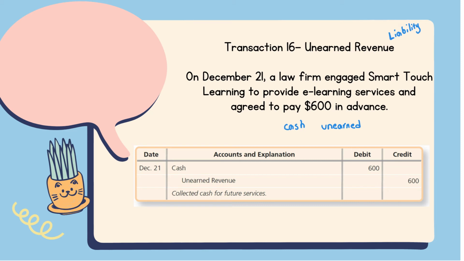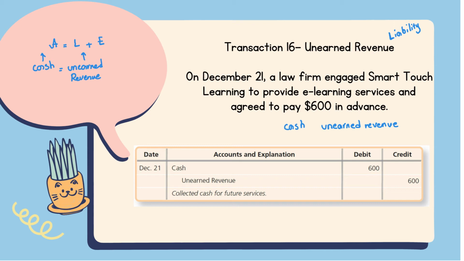It's not revenue, it's unearned revenue because it's not earned yet. I did not provide the service yet. It's a liability account. So the accounting equation is assets equals liabilities plus equity. Under assets, we have cash. I received in advance, so it increased. And under liabilities, it's unearned revenues. It's a liability account, it increased.